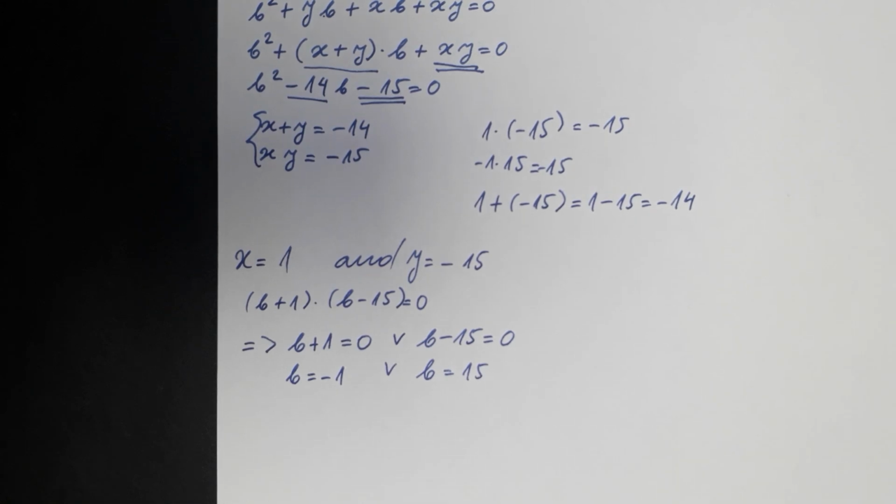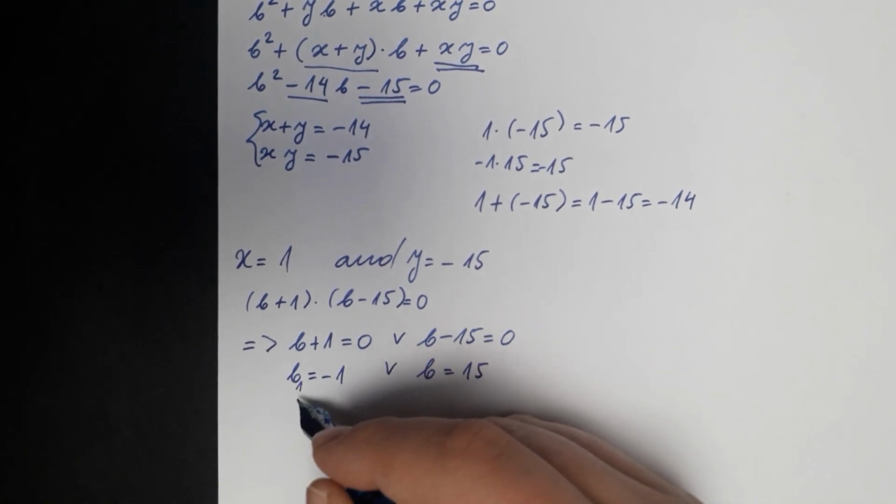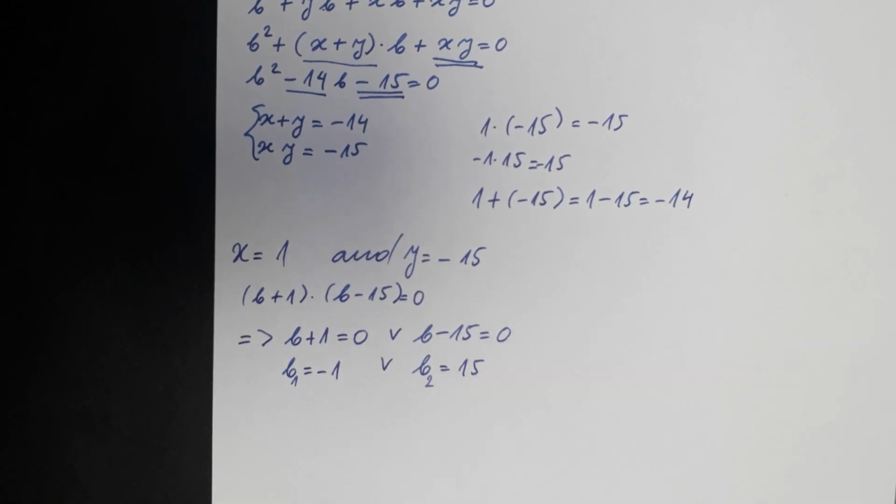So this is our first value for b. b1 is equal to -1 and b2 is equal to 15 for the second value for b. Since we have found two numbers for b, we have to check them both. We are going to take these two numbers for b, b1 is equal to -1 and b2 is equal to 15, and we are going to take these values back into our system of equations, and we are going to try to find, in the first case, b1 is equal to -1, the values for a, c, and d.